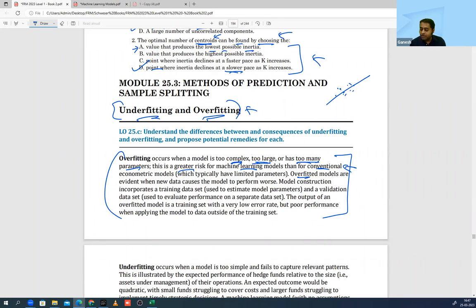What are overfitted models doing? Read this line properly, and I am marking this with a star. Overfitted models are evident when new data causes the model to perform worse. What does it mean? If I have used a particular set of sample in my model, that is my in-sample data. When I use external data, some new data points, that is my out of the sample data. When I use the external data points and try to do the prediction, my error is big.